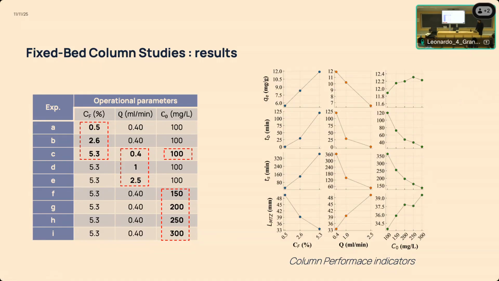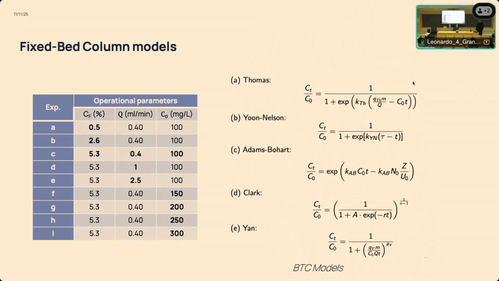Now, much like our batch system, we also modeled our column with different kinds of numerical models, which are conventionally used in adsorption breakthrough curve modeling. We used the Thomas, Yoon-Nelson, Adams-Bohart, Clark, and Yan models. All these models are formulated based upon some assumptions and simplified considerations based upon the conventional adsorption, dispersion, and advection models.